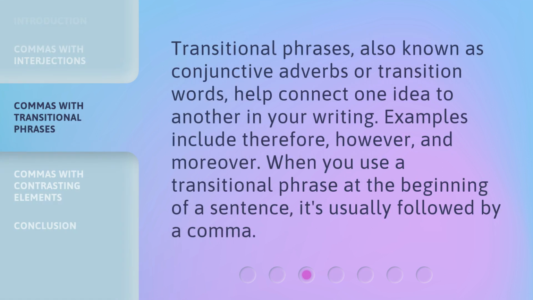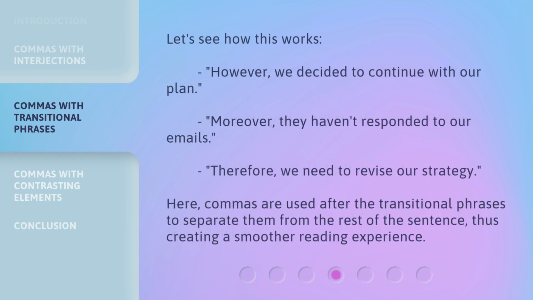Transitional phrases, also known as conjunctive adverbs or transition words, help connect one idea to another in your writing. Examples include therefore, however, and moreover. When you use a transitional phrase at the beginning of a sentence, it's usually followed by a comma. Let's see how this works.